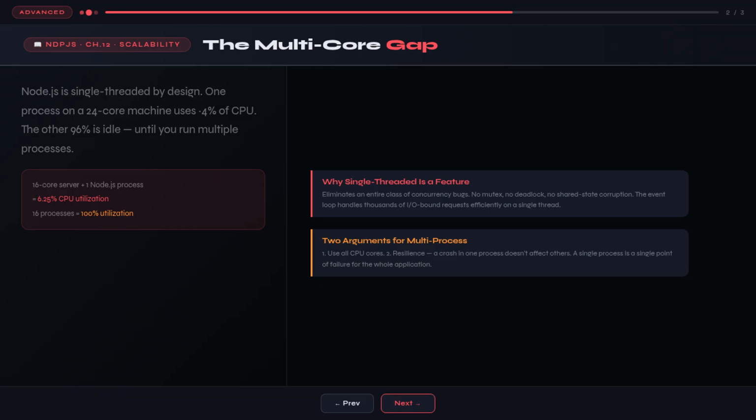Y-axis scaling, microservices, is more complex to implement but enables independent scaling of different parts of your system. If your image processing service is at 100% CPU but your user authentication service is at 10%, you can scale the image service without touching authentication. You can redeploy the payment service without redeploying the rest of the application. These are powerful operational advantages.